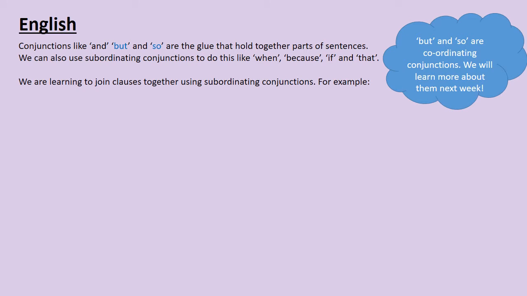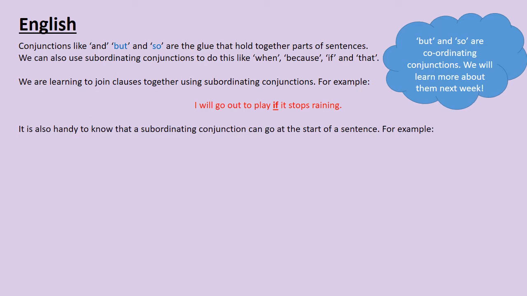A subordinating conjunction is used to join clauses together. For example, I will go out to play if it stops raining. But it's also good for us to know that we can use a subordinating conjunction at the beginning of a sentence. So for example, if it stops raining, I will go out to play. But in this case, we need to remember to use a comma to split the clauses.